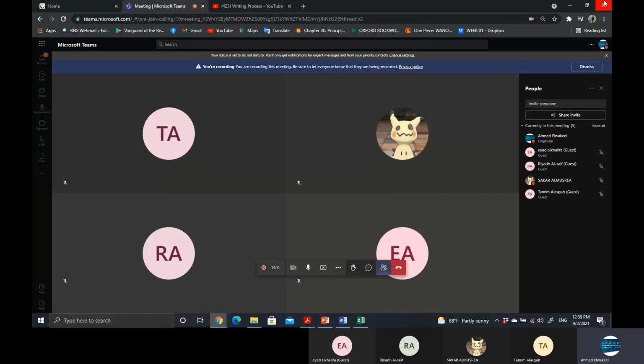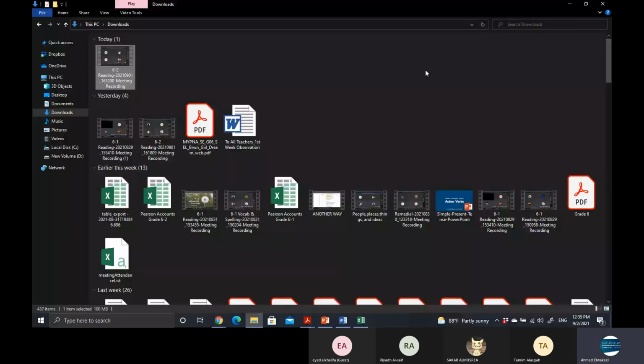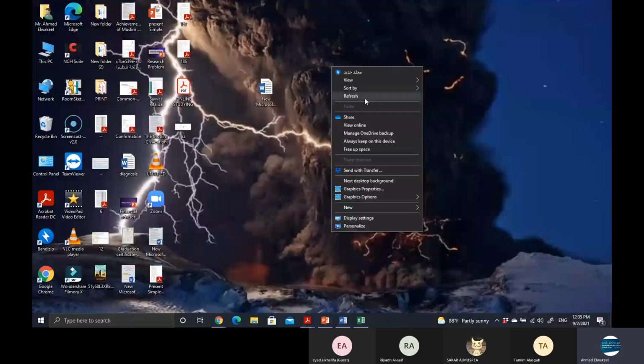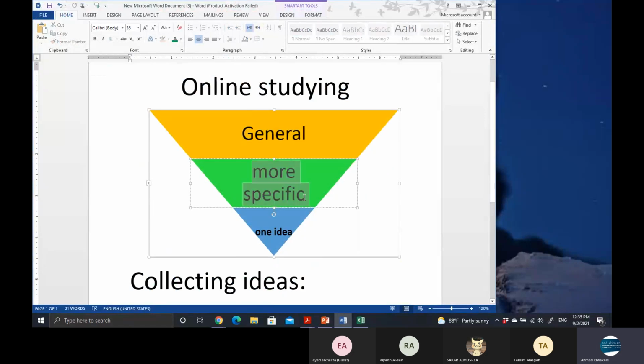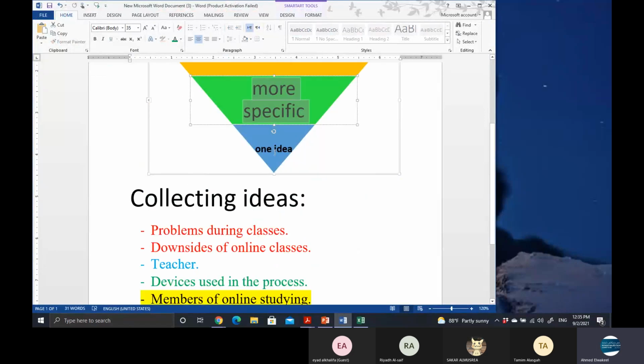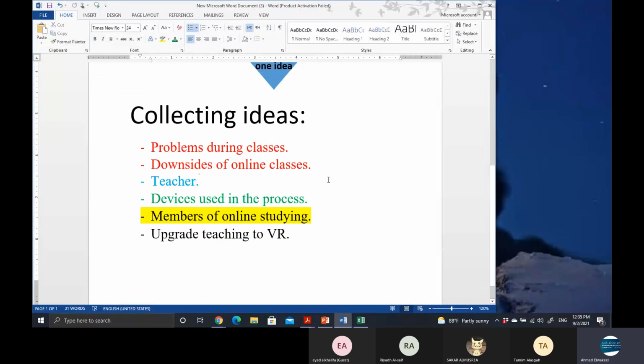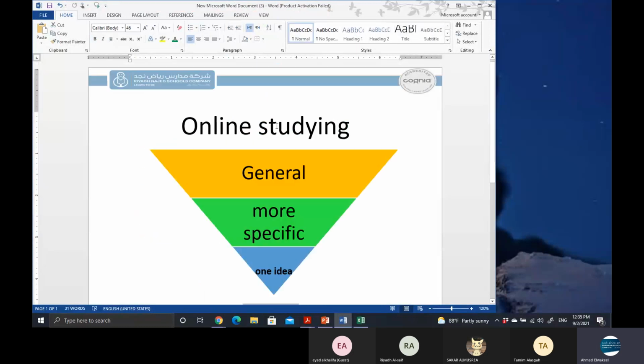So if you can remember yesterday, we started to speak about the writing process. And we said that while writing, we first start by having some general idea. And after the general idea, we start by being more specific and later choose just one idea in order to speak about. Yesterday, we collected some ideas about online studying.